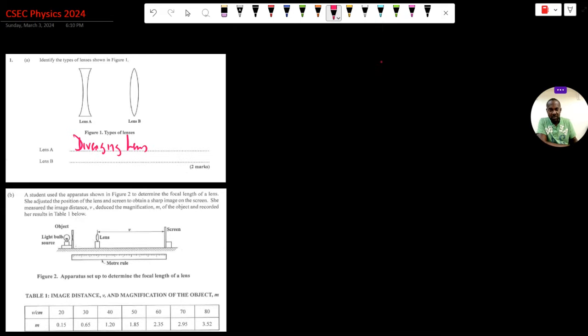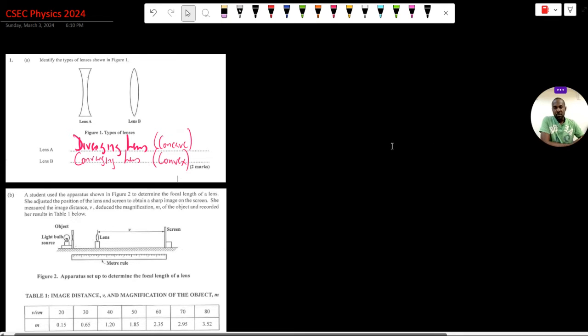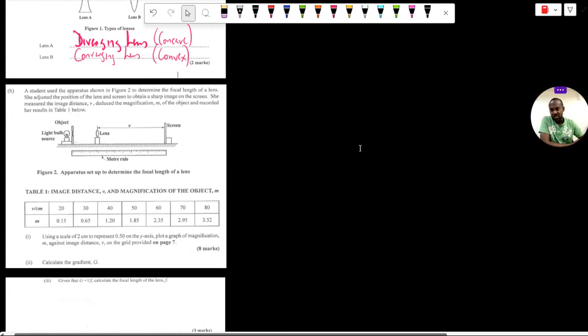If you prefer the word concave, then that would work as well. So this is a concave lens, whereas lens B, which is thicker in the middle and thinner at the ends, is of course a converging lens, or if you prefer the word convex, then either would suffice. So that should have been an easy 2 marks, right? Students should not have struggled to identify the types of lenses because that would have been something they learned. All right, let's move on to part B of the question.